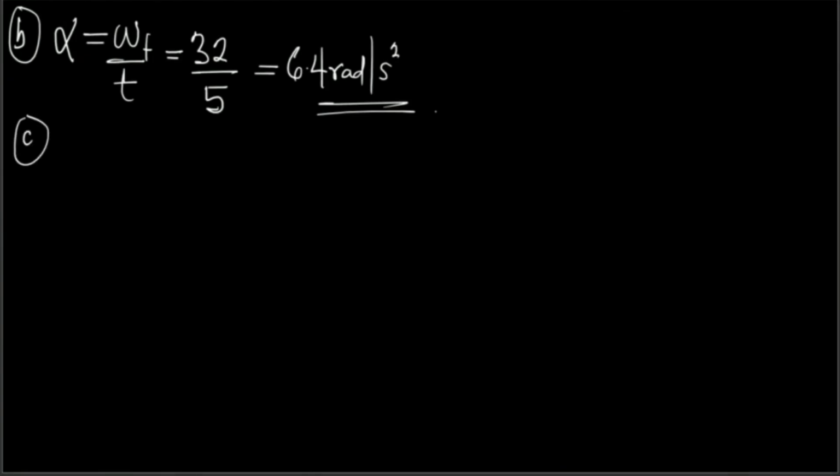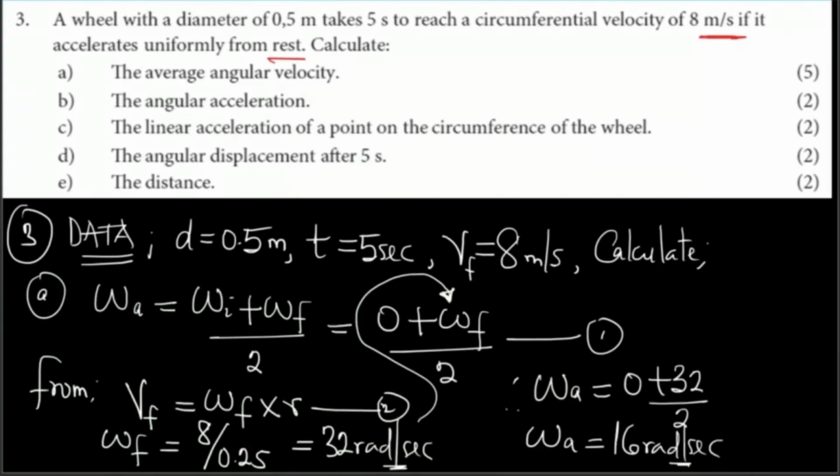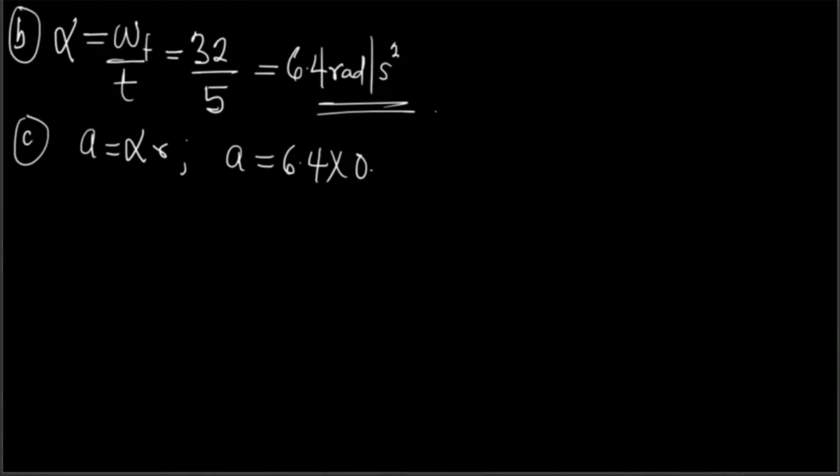The C part here, you are to determine the linear acceleration of a point on the circumference of the wheel. With the linear acceleration, this one is easy. You just use this formula that connects. We have the 6.4 multiplied by the radius. The radius is 0.25 because the diameter is 0.5 meters. So it's going to be 1.6 meters per second squared.